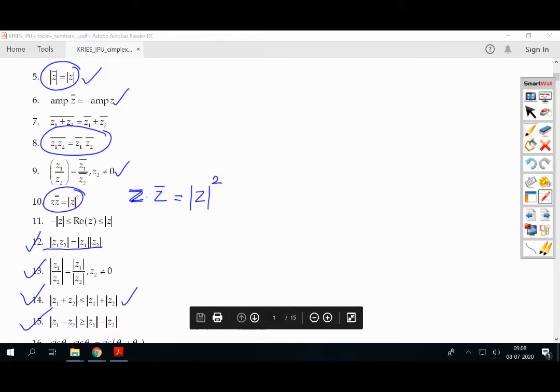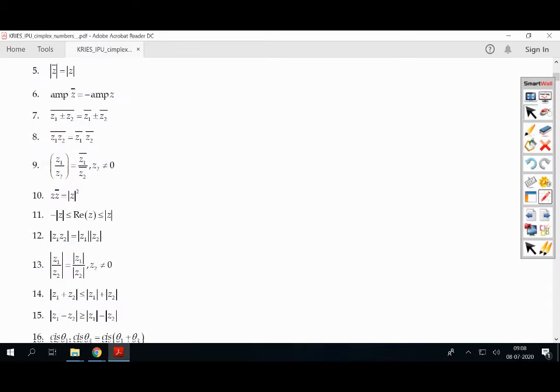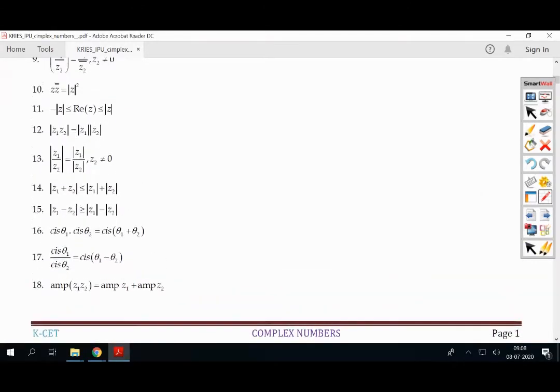Now we'll go to the next result. Cis theta 1 into cis theta 2, right? So cos theta 1 plus I sin theta 1 into cos theta 2 plus I sin theta 2, when multiplied, it is cos of theta 1 plus theta 2 plus I sin theta 1 plus theta 2, which you can write in the brief form cis of theta 1 plus theta 2. Similarly, cis theta 1 by cis theta 2 you can write as cis of theta 1 minus theta 2.